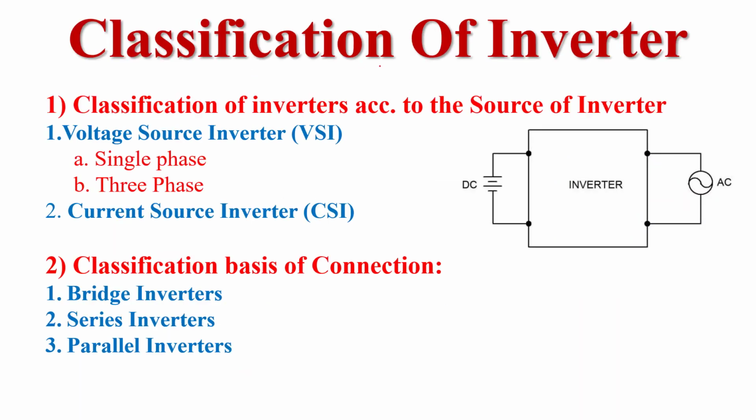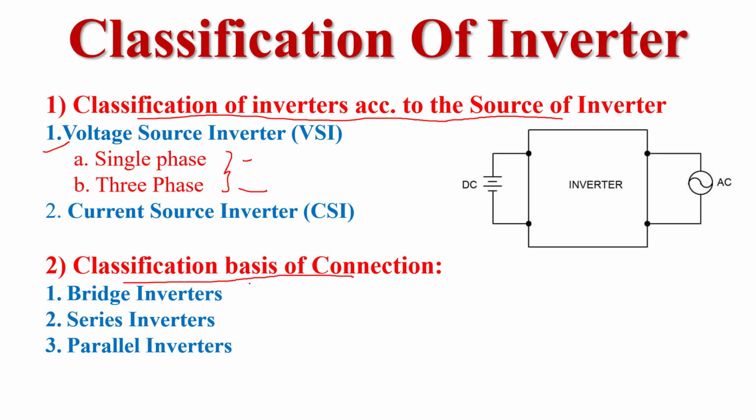Now the classification of inverter. There are basically two major types of classification of inverter. First, classification according to the source of the inverter, and second, classification based on connection. The first classification is based on the source of the inverter, which means which type of source we use in the inverter. First is the voltage source inverter, also called VSI, and second is the current source inverter. Voltage source inverter is further divided into two types, single phase inverter and three phase inverter.